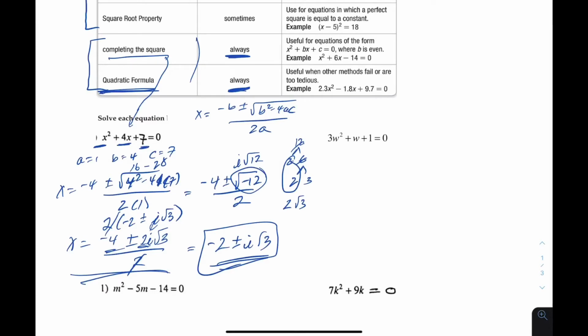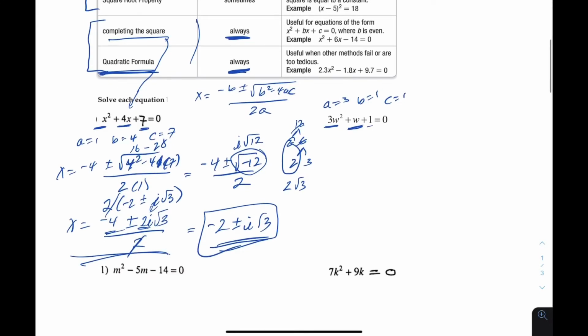Next one. If you notice, the coefficient of a is 3, b is 1, and c is 1. Now, since the middle term is an odd number, and a is also not 1, it's probably not the best to do complete the square. You want to stay as far away from that as possible. You want to factor if you possibly can. This is a good one to do the quadratic formula from the very start. So we're going to do that.